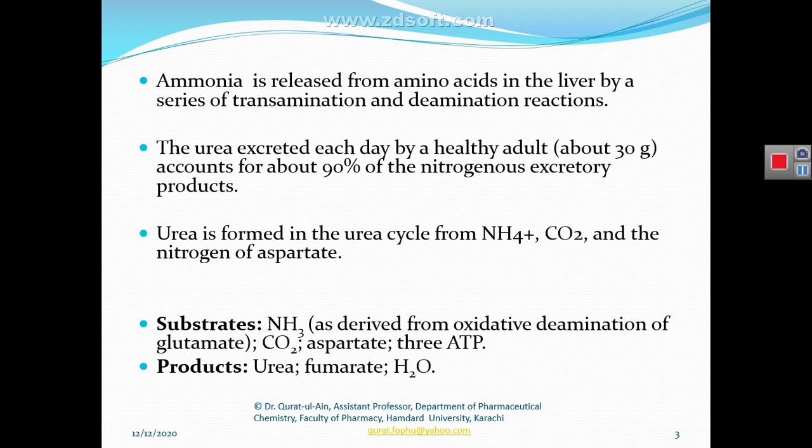So the urea cycle starts from the ammonia that is generated after the removal of the amine group from amino acids. It also uses as substrates carbon dioxide, the nitrogen atom of aspartate, and 3 ATP. And what products does the urea cycle produce? The urea cycle produces urea, fumarate, another amino acid, and water.